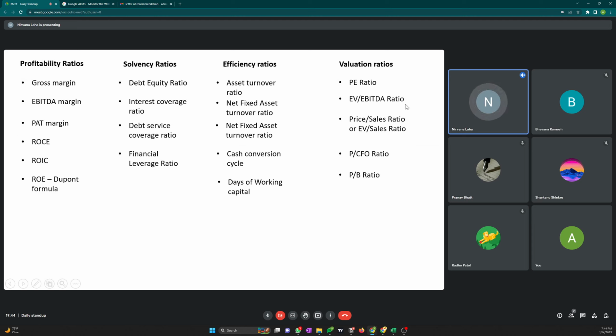Okay, so next session, I'll use the first 15-20 minutes to just cover these ratios. And after that, what I want is all four of you will take about, say, 15 minutes each or 10 minutes each and present that one page of Excel with the ratios and with all the parameters that Shantanu must have shared with you guys on any company that you are analyzing or that you would like to analyze.